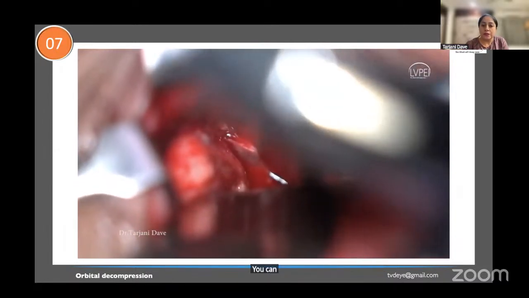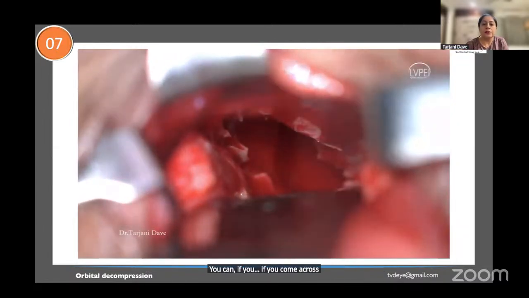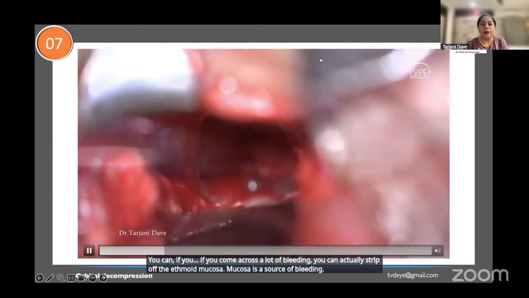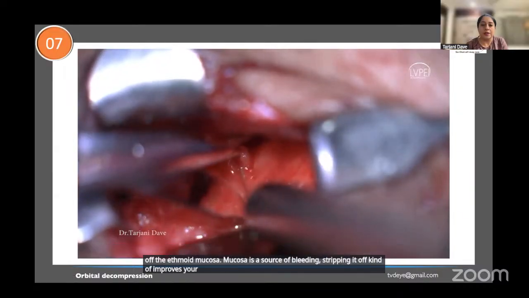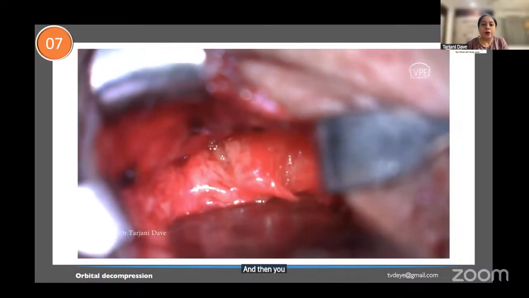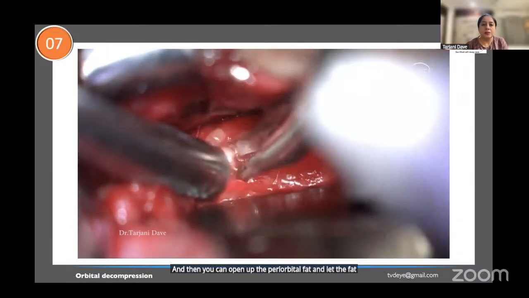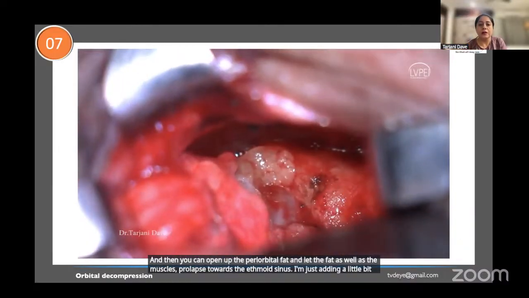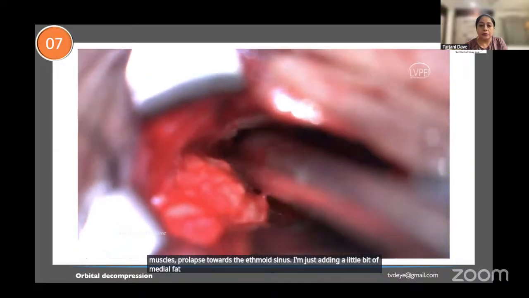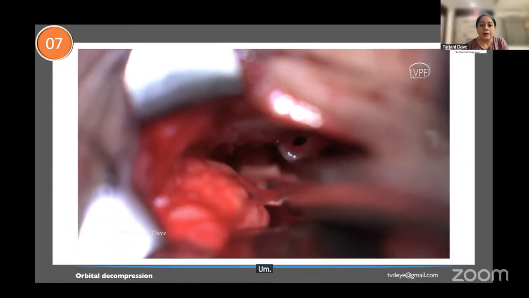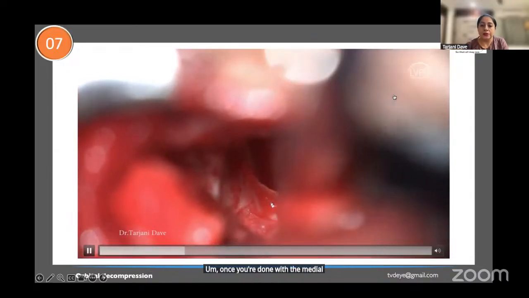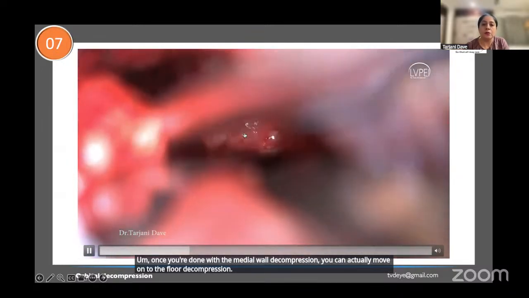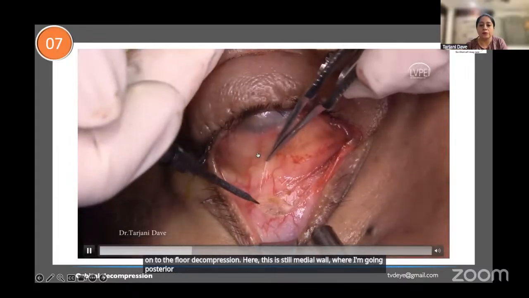If you come across a lot of bleeding, you can actually strip off the ethmoid mucosa. Mucosa is a source of bleeding. Stripping it off improves your visualization. And then you can open up the periorbital fat and let the fat as well as the muscles prolapse towards the ethmoid sinus. I'm just adding a little bit of medial fat decompression over here. Once you're done with the medial wall decompression, you can move on to the floor decompression. Here, this is still the medial wall where I'm going posterior, almost till the posterior ethmoid.